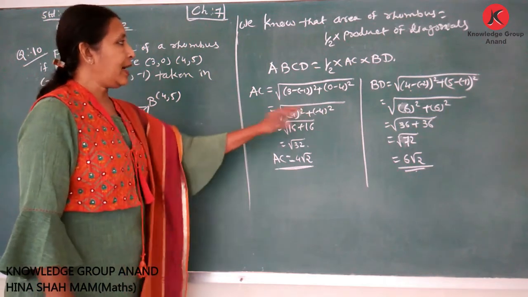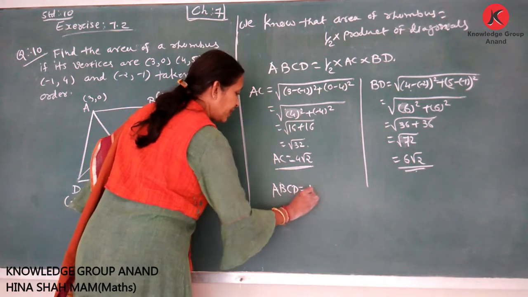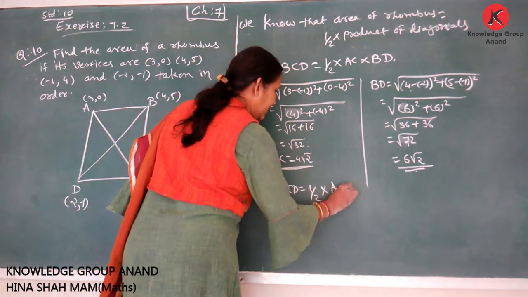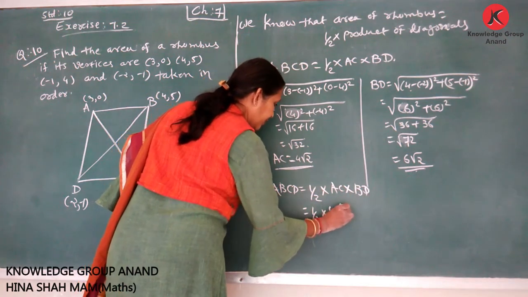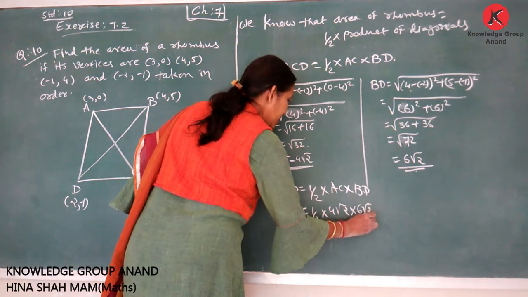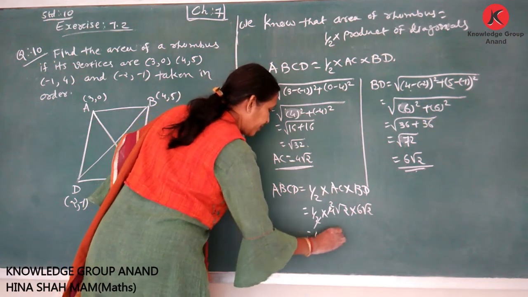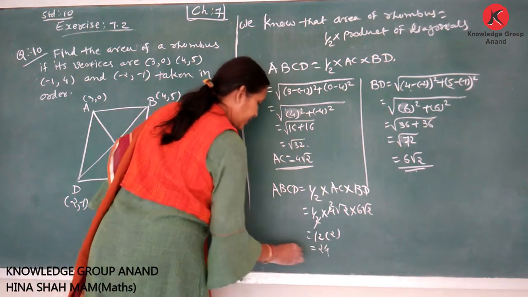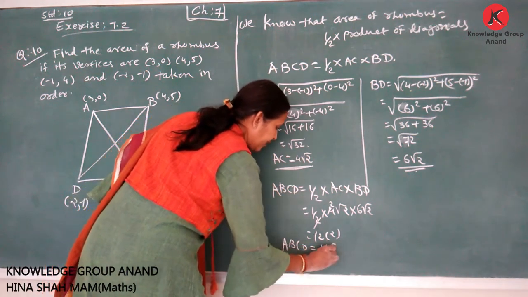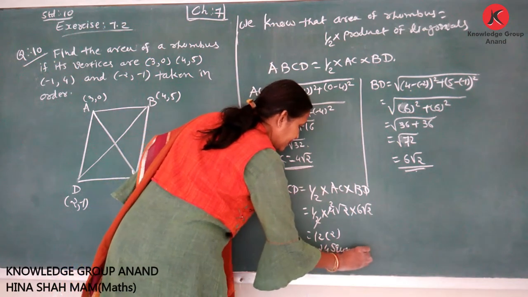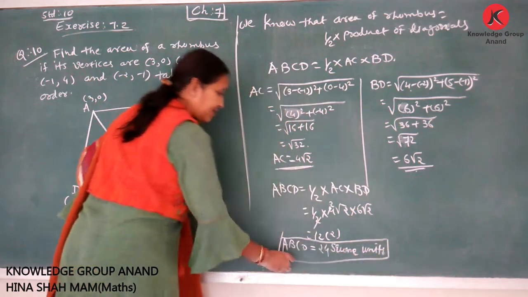We find here AC and BD. Now area of ABCD is equal to 1/2 into AC into BD. Using this formula, 1/2, AC is equal to 4 root 2 and BD is equal to 6 root 2. 6 2s are 12 into root 2 into root 2, 24. Area of ABCD is equal to 24 square units.